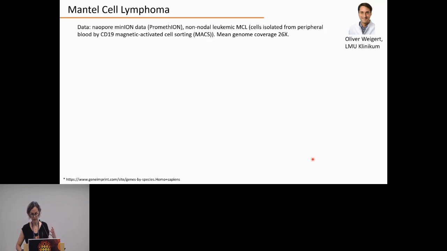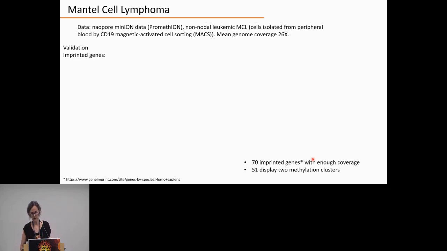We took that sample and analyzed it with our method, and we, of course, discovered a lot of variation. And the first question was, okay, how can we internally validate that there is some truth in what we find? The first check that we did was to validate based on imprinted genes. We went onto a website where we could download a catalog of different imprinted genes. We checked for which of these imprinted genes we have coverage. And we had 70 imprinted genes for which we had enough coverage. And for 51 of them, we found these beautiful 2 methylation clusters along the genome.